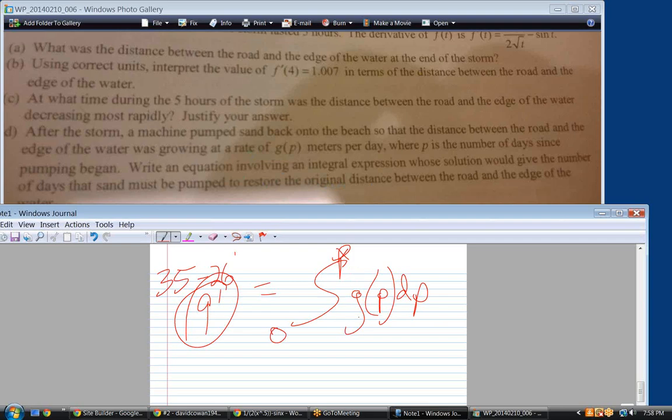So if I knew what g of p was, then I could solve for p. The answer is I just flip back and now it says for D is just the negative integral from 0 to 5 of f of t dt is equal to the integral from 0 to x of g of p dt.